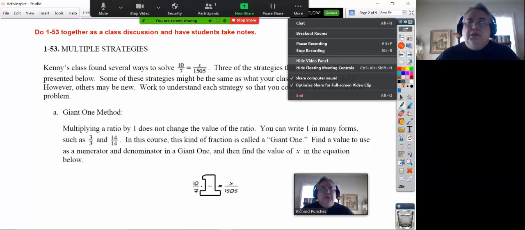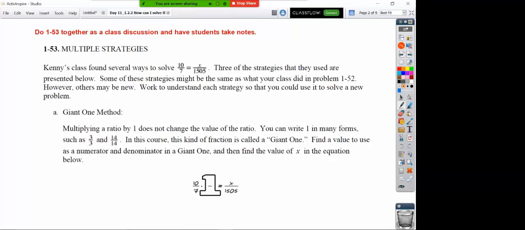So, if I were to solve this problem, 10 over 7 times some equivalent form of 1, a giant 1, equal to x over 1505, I would need to figure out what I have to multiply 7 by to get 1505. So in my head, I'm thinking, how many 7s go into 1505? 1505 divided by 7 is 215. So my equivalent form of 1 is going to be 215 over 215.